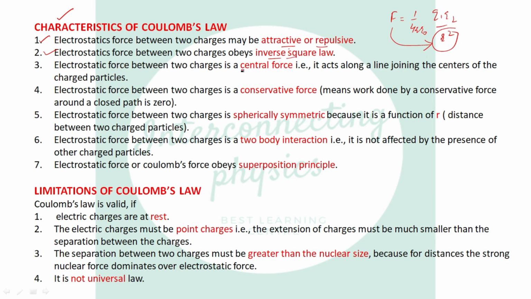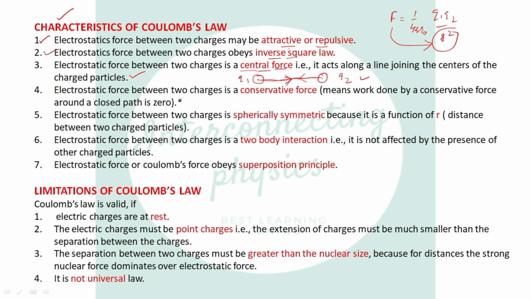The electrostatic force between two charges is a central force. Central force means, suppose we have two charges Q1 and Q2. The force exerted between these two charges will always be along the line joining the two charges. If Q1 is exerting force on Q2, then the force is along the line from Q1 to Q2. And if Q2 is exerting force on Q1, then the force acts along the line joining Q2 to Q1. So it is a central force. It acts along a line joining the centers of two charged particles.